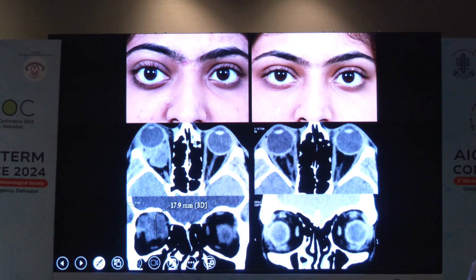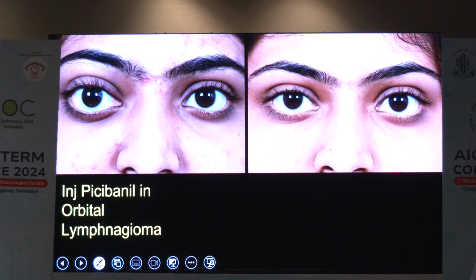So all we did, because it is intraconal, we trust picibanil more than bleomycin. You can see nice clearance of the intraconal space, completely extraconal space as well, and she got the cosmesis that she wanted. So this is a very simple clinical situation where injections can be given.